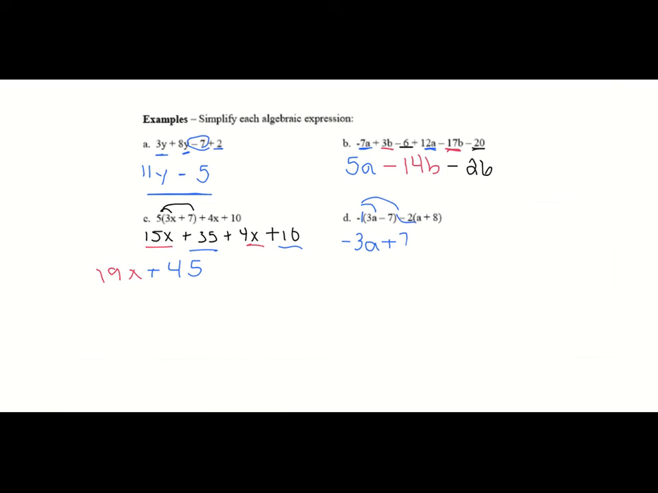Now here, I have a -2 that I have to distribute to everything on the inside. So it's going to give me -2a minus 16. And then I'll combine my like terms. So we have -3a and a -2a will give me a -5a. And then 7 minus 16 will give me a -9. And that's it for combining like terms.